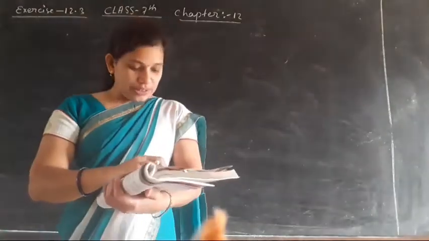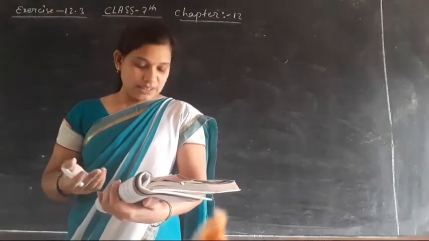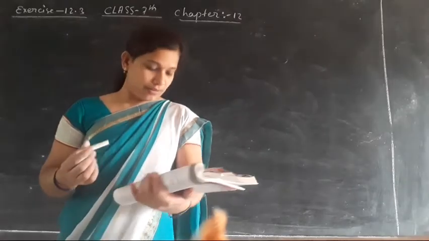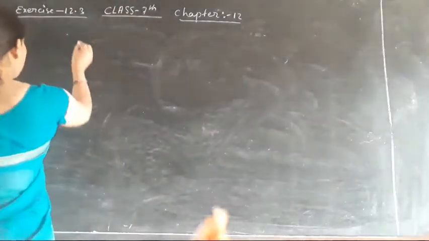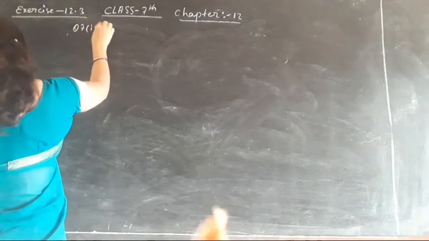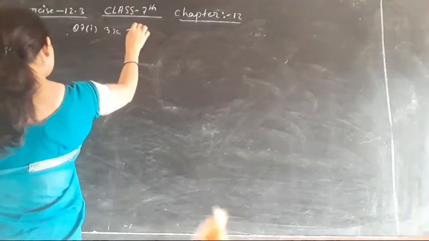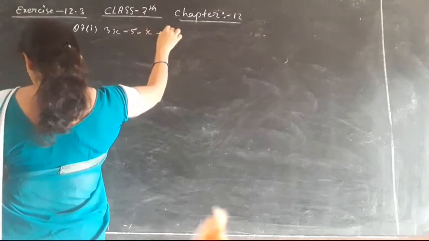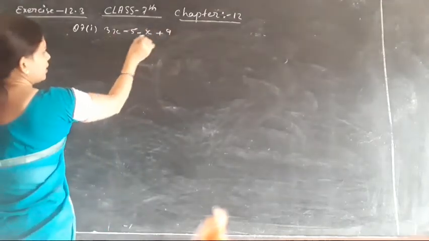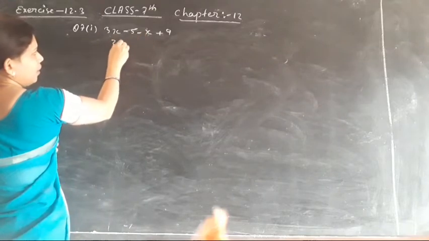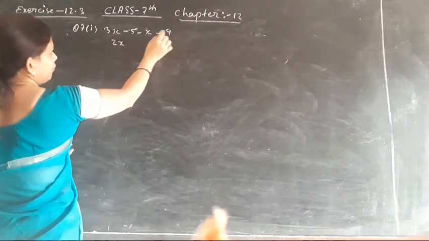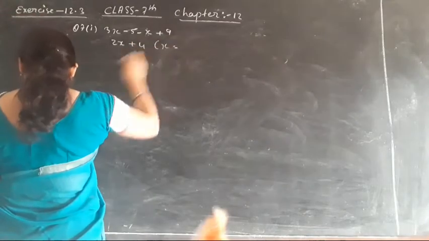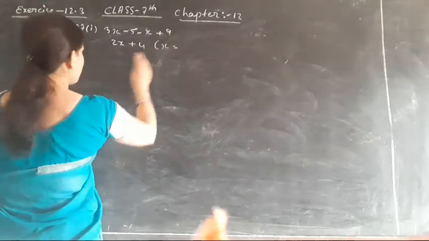In question number 7, it is the same as question number 6 itself, but here the value of x is given, A is given, B is given. So first, question number 7, first part: 3x minus 5 minus x plus 9. So 3x minus x will be 2x, minus 5 plus 9 will be plus 4, and the value of x you have to substitute. The value of x you have to substitute as 3.